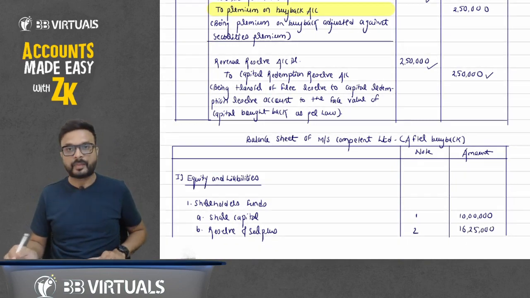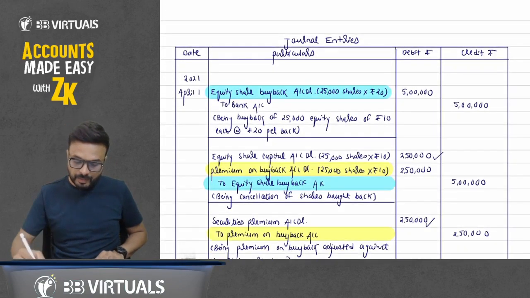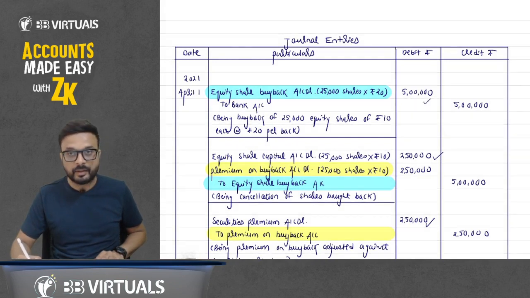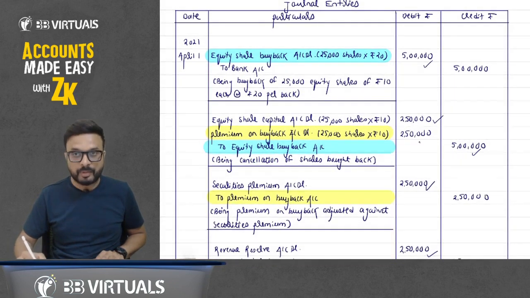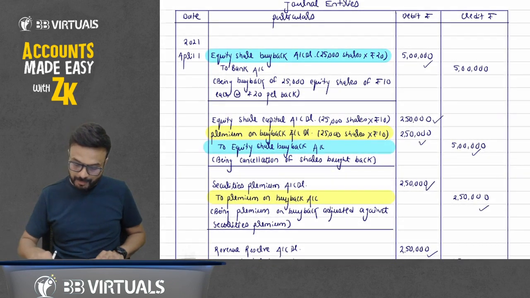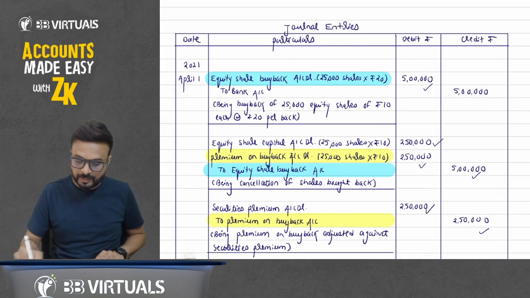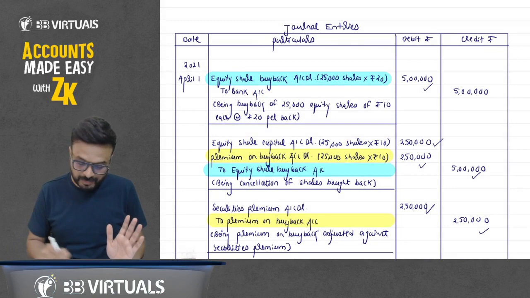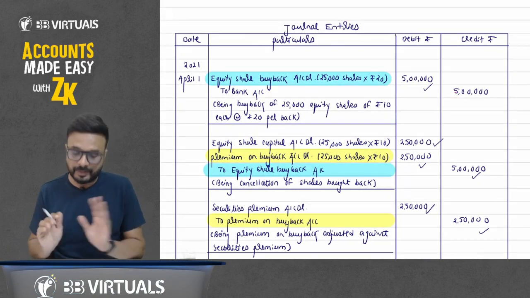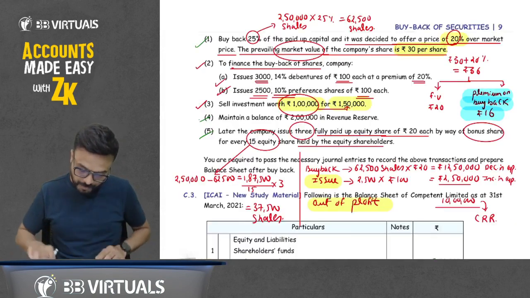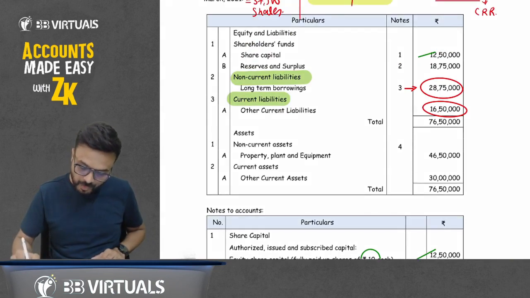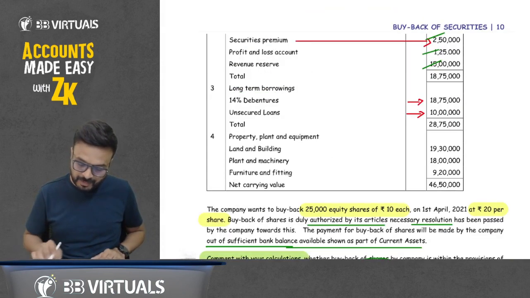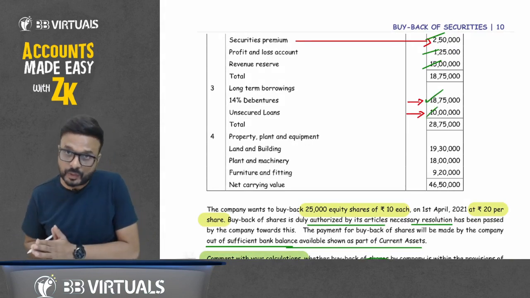Okay. If you see here, you have debited equity share buyback account and then you have credited equity share buyback account. Here we debited premium on buyback, then we credited premium on buyback. All done, just we have to do the adjustment in the bank, 5 lakh. The same figure will come now because only the bank account is left. 5 lakh will be deducted from the bank balance. Other items will come as they are. Now after this, long-term borrowing, same, it will come 28,75,000, right, as it is.